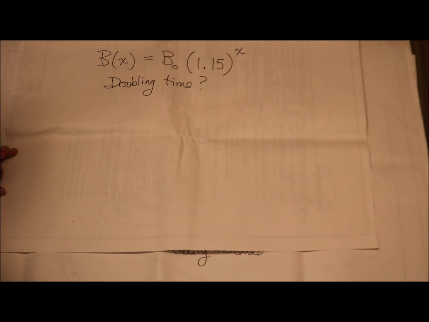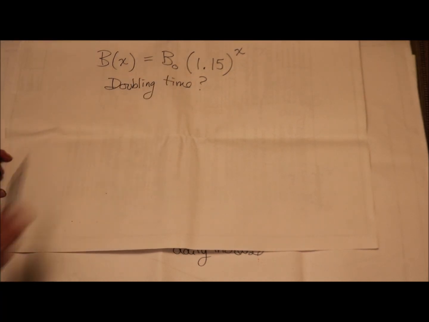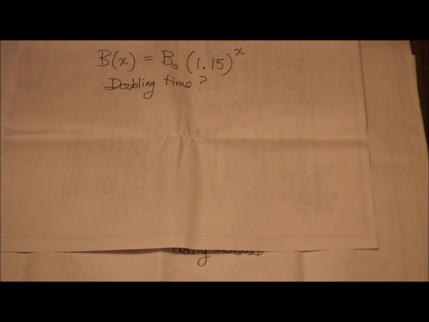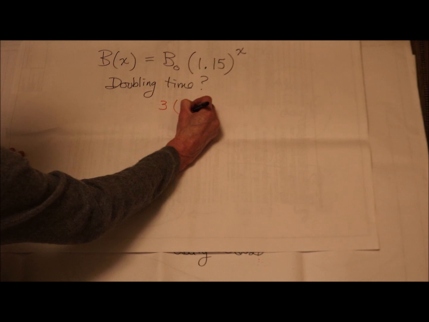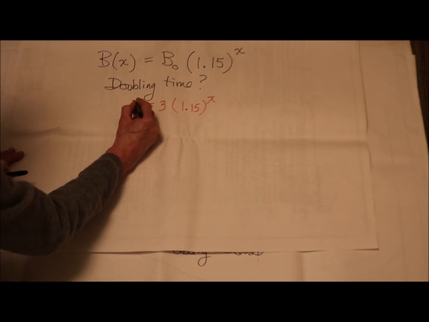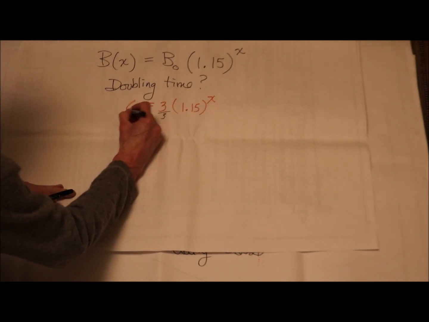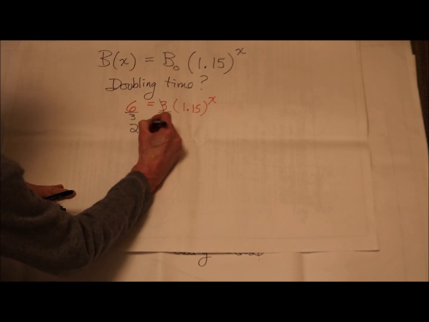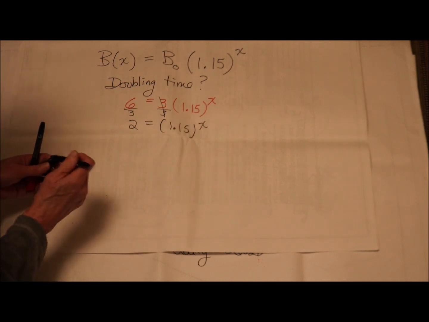Okay, so here's the question. Does it matter what my starting population is? I don't think it does. Let's pick any number. Let's say I start with 3 bacteria at time 0. Then double 3 would be 6. Well, what would my first step be if I were solving this? My first step would be to get rid of the 3 and then solve that.